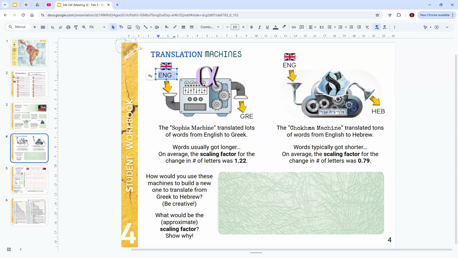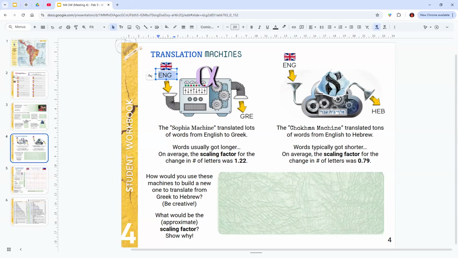In the first machine, words usually got longer, and on average, the scaling factor was 1.22. In the second one, words typically got shorter. The scaling factor was, on average, 0.79.